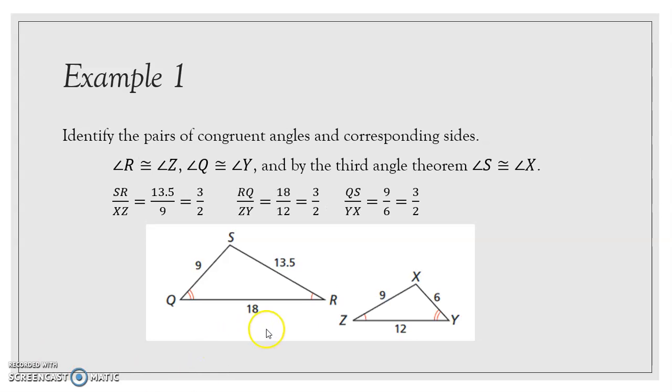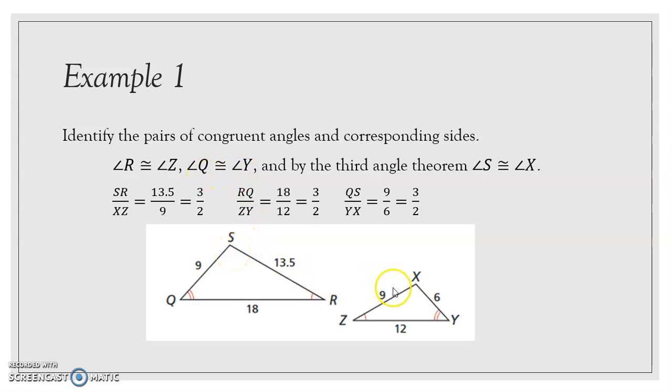Okay, so what I realized is that angle R and angle Z both have one arc mark. So I knew that angle R is congruent to angle Z. Then I saw that angle Q has two arc marks, and angle Y also has two arc marks. So I said angle Q is congruent to angle Y.